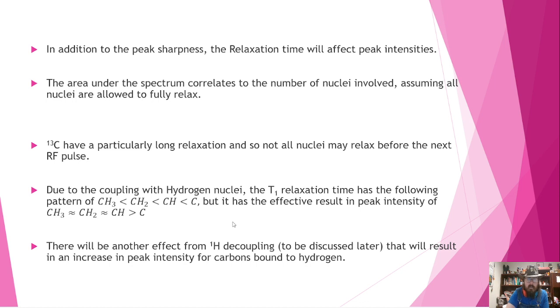This is one of the reasons why we cannot directly integrate a C13 NMR. Even if there is one quaternary carbon and one tertiary carbon, they're not going to have the same intensities, and so you can't directly correlate them.